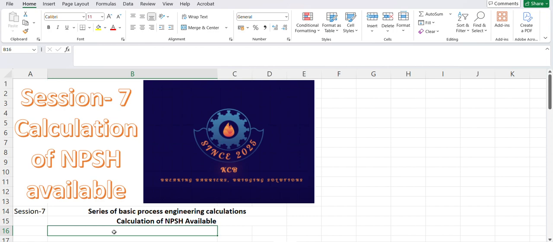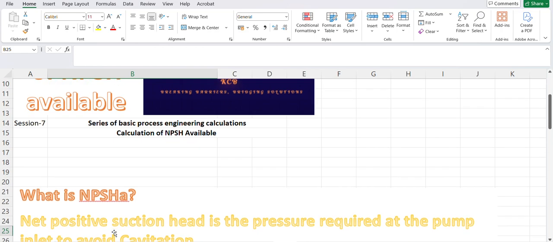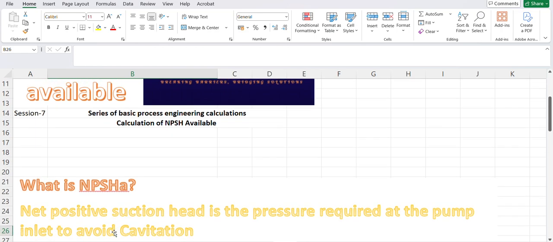Okay, so first we will understand what NPSH available is. NPSH available is the static head or static pressure required at the pump suction, or it is the pressure above the vapor pressure of the liquid at the pump suction, and that helps to avoid cavitation.